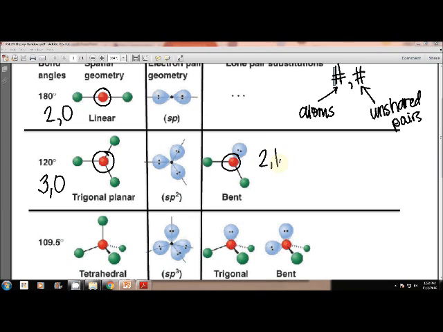Okay, next, tetrahedral. What's that going to be? 4, 0. Trigonal pyramidal. 3, 1. And the bent, see, bent repeats itself. This bent is going to be 2, 2, right? Okay, keep moving on.